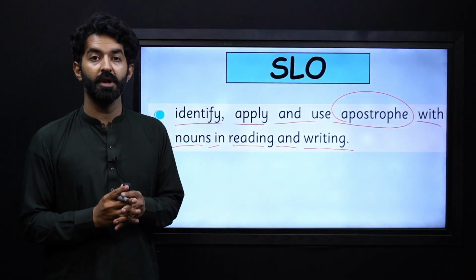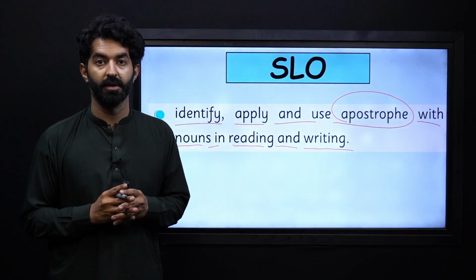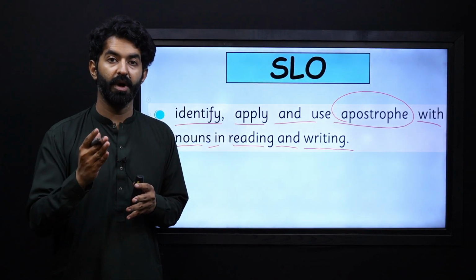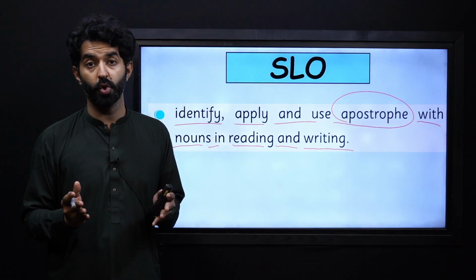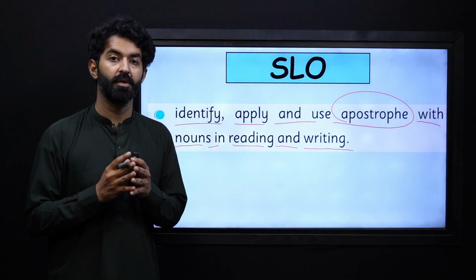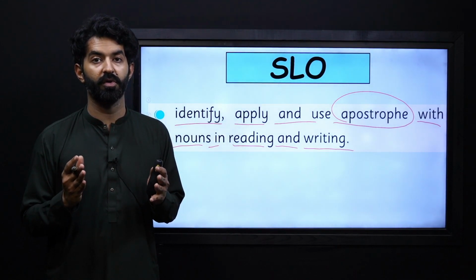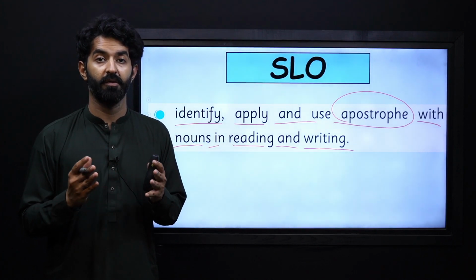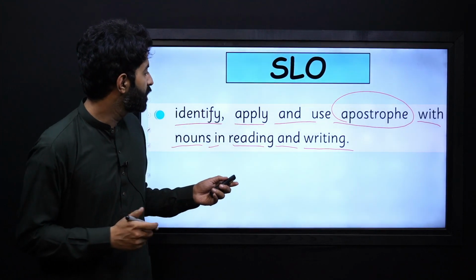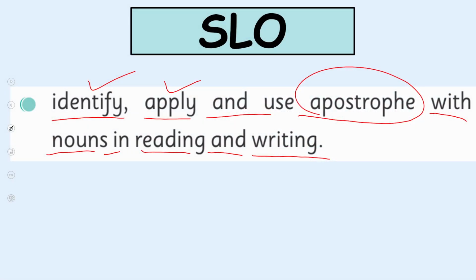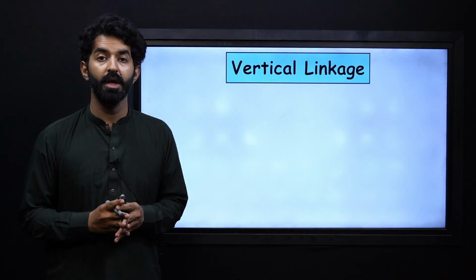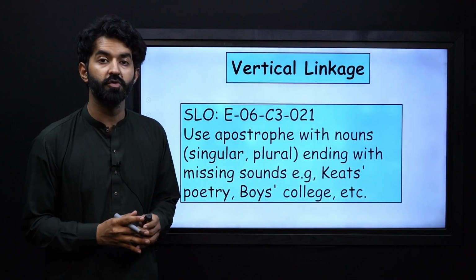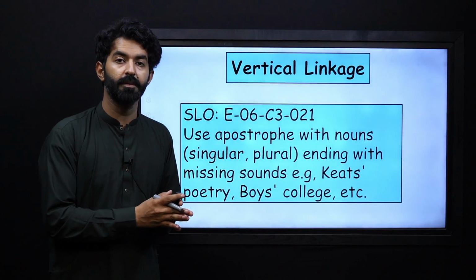My dear learners, we will learn about apostrophe. Apostrophe is that comma that you put at the end of the word followed by s to show possession. I hope that you have remembered it and you have already used it in your writing and you can recognize it when it is written. So we will identify, apply and use apostrophe with nouns in both our reading and writing. This is our SLO. Now here is our vertical linkage with this SLO with the previous grade.